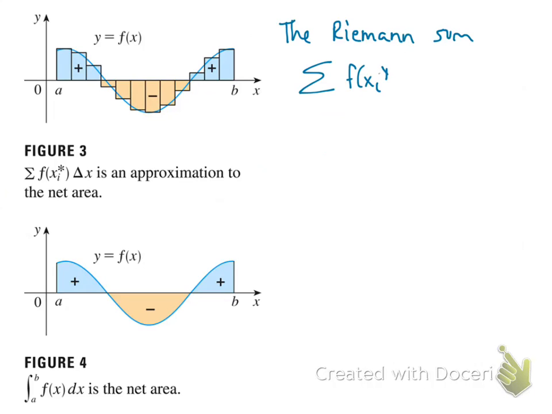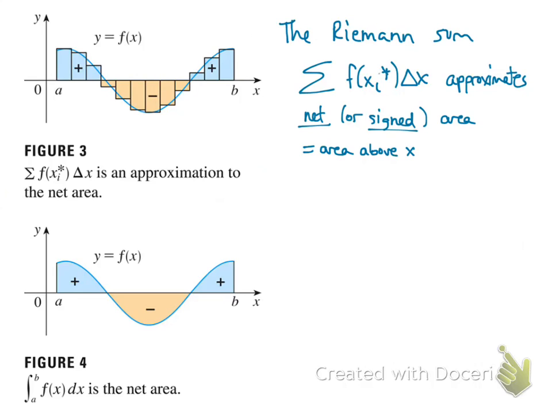The Riemann sum, which looks like this, is an approximation not to the total area, but to the net area that you see here. That is, you're adding up the areas of rectangles, except if they're below the x-axis, you make them negative. You make the area negative and add that up. So you're adding the areas above the x-axis and subtracting the areas below the x-axis. So the Riemann sum is an approximation to the net area.